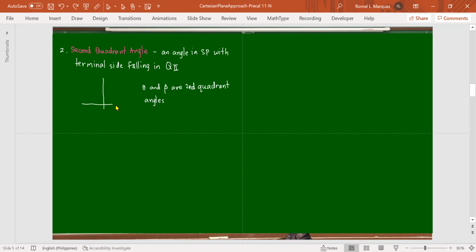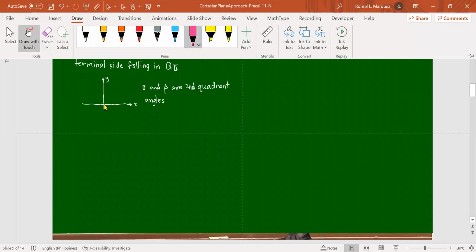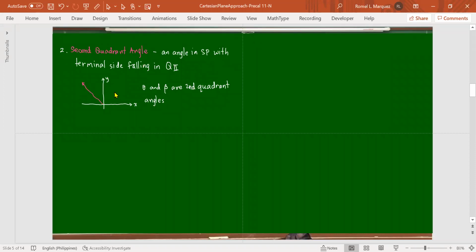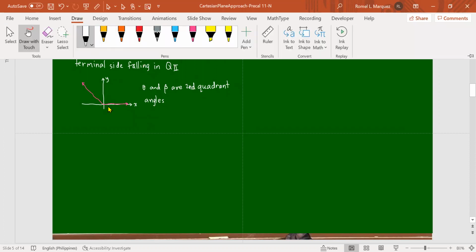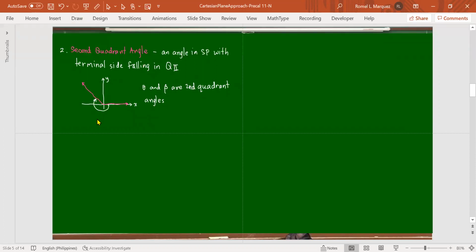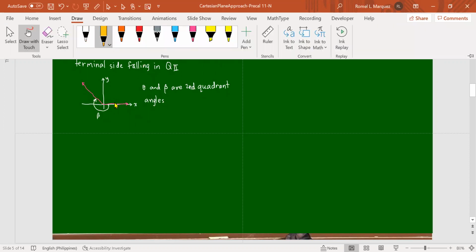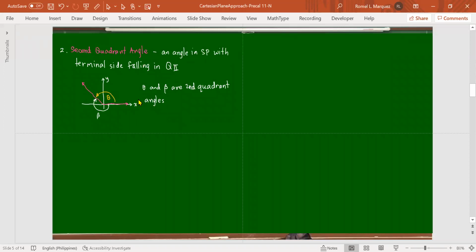Can you now manage to define the third and the fourth? I'm going to leave that to you, so that we can save time. So you know the things that you have to change. So this is a sample representation. This angle, for instance, let's call it beta. And also this angle, let's call that theta again. So they are both second quadrant angles.